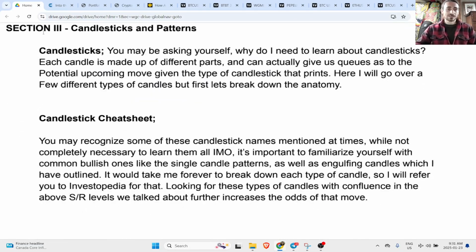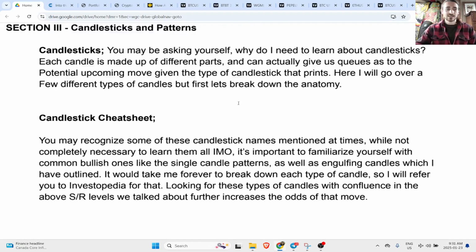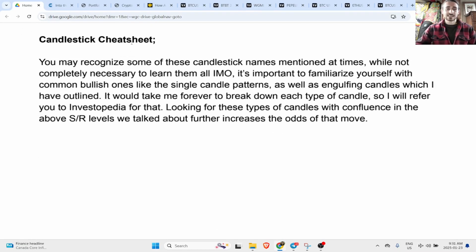We'll move on now to candlesticks and patterns. You may be asking yourself, why do I need to learn this? Basically, each candlestick is going to give us a little more information on the kind of reaction at those price levels. You might recognize a few of these names from before, and there is a candlestick cheat sheet just below that I will show you.